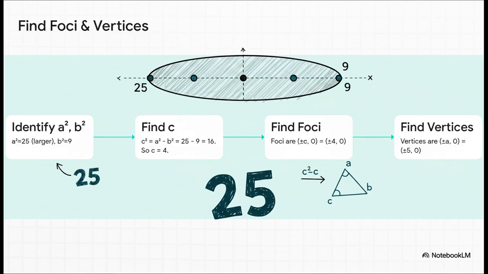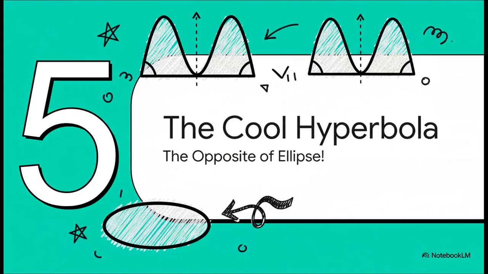Now, to find the foci, we need to find c. And the relation is c squared equals a squared minus b squared. So c squared is 25 minus 9, which is 16. That means c equals 4. The foci are at plus or minus c, 0, so plus or minus 4, 0. And the vertices are at plus or minus a, 0, so plus or minus 5, 0. You did it! And finally, our last shape is the hyperbola.